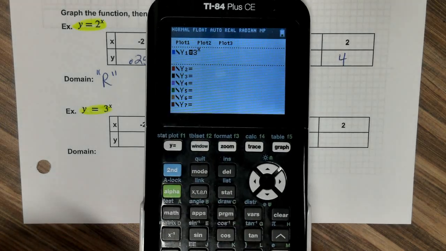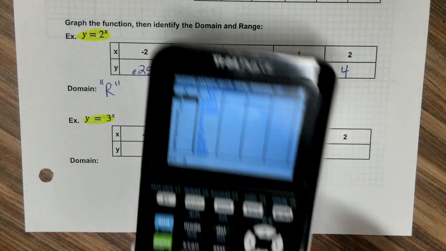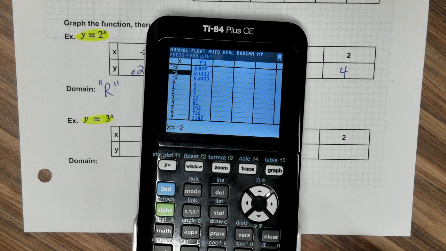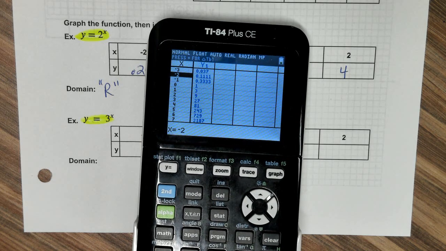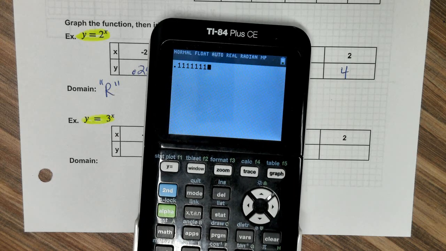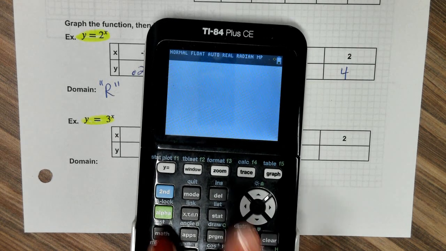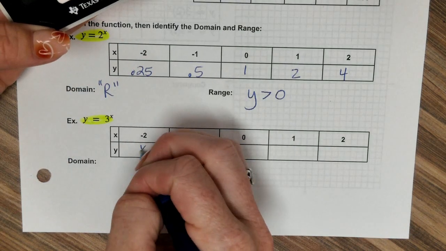All right, so you put it in, you go to your table, and when x is -2, y is 0.11111, which is, does anybody know that as a fraction? If you don't know, watch. 0.11111, math, fraction, enter, it's 1/9. So that's a 9th.